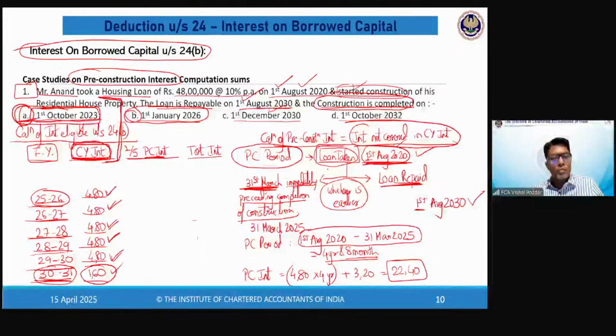Priyanshi, tell me how 31st March 26. Dhanush, how 31st March 26? What is my 31st March immediately preceding completion of construction? Construction is completed on 1st Jan 26. Immediate before 31st March is 31st March 25. How it can be 31st March 26?